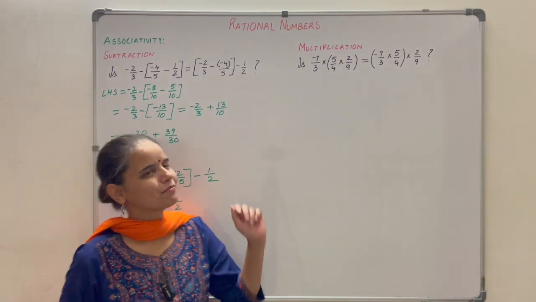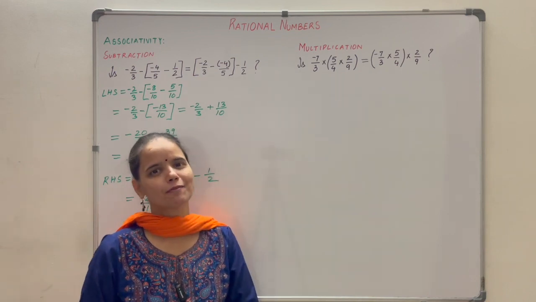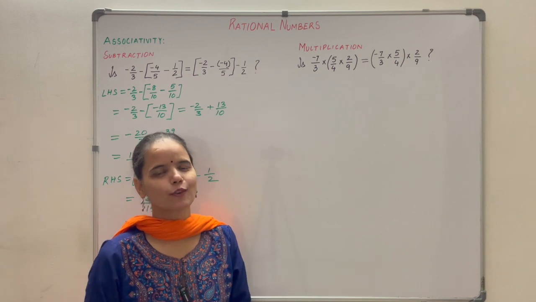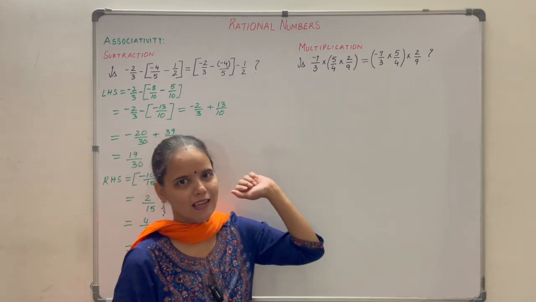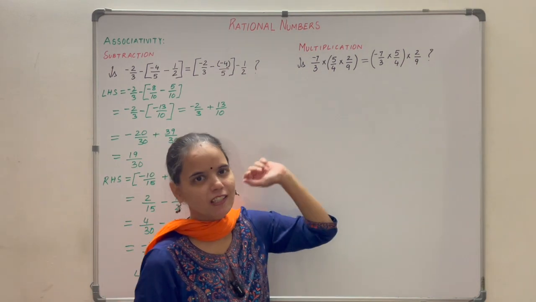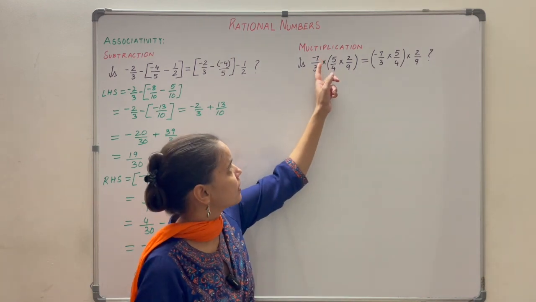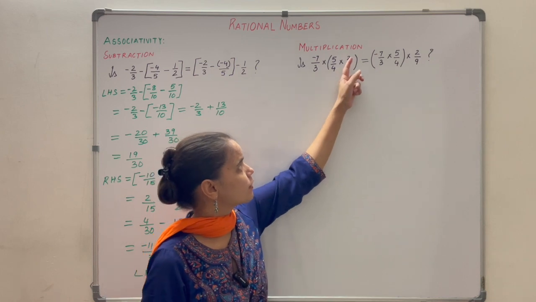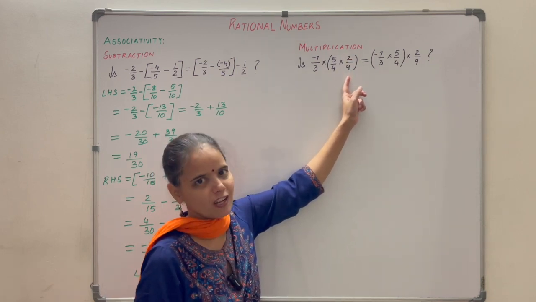Now let us discuss multiplication. You already know that multiplication is associative for whole numbers and integers. Let us see for the rational numbers with the help of this example. So here I have taken 3 rational numbers. Minus 7 by 3, this is a negative rational number. 5 by 4 is a positive rational number. 2 by 9 is a positive rational number.